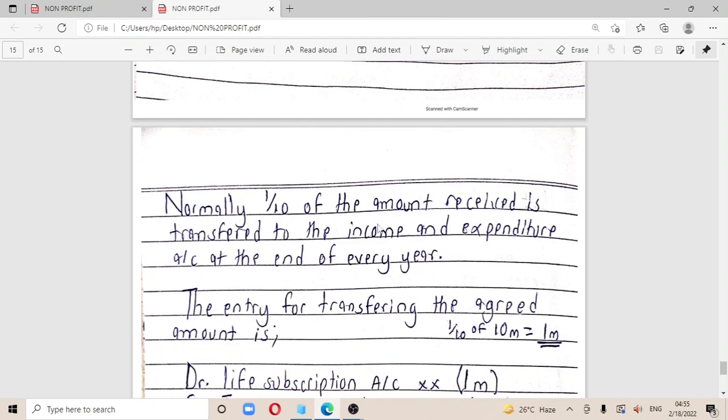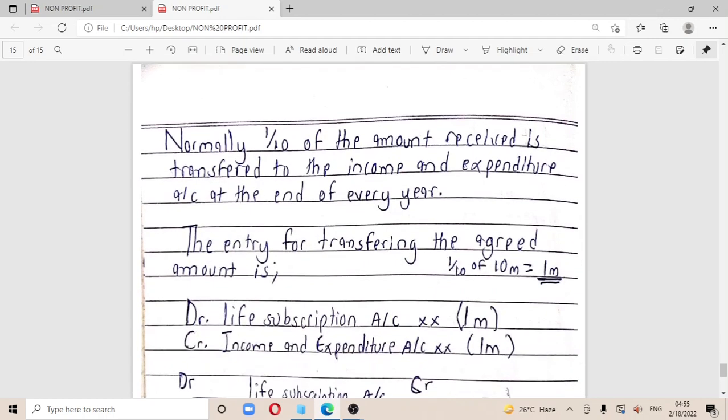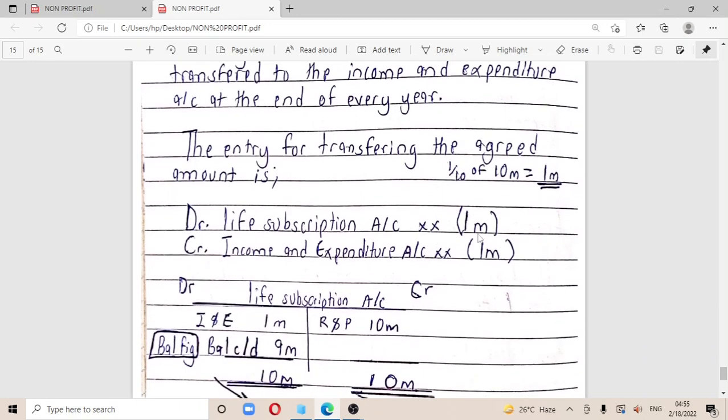So they transfer it to the income and expenditure account at the end of the year. They normally take 1 out of 10. So the entry for transferring this agreed amount is, once you have your 1 out of 10 and you know that your life subscription is 10 million, it will give you 1M. So assuming you have 1M, what they do is debit the life insurance account and then credit the income and expenditure account. So it will be 1M, 1M.